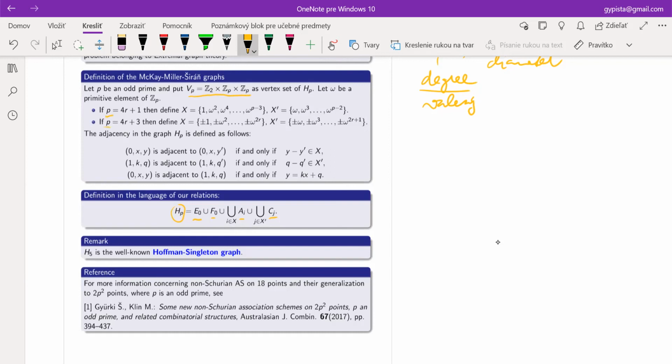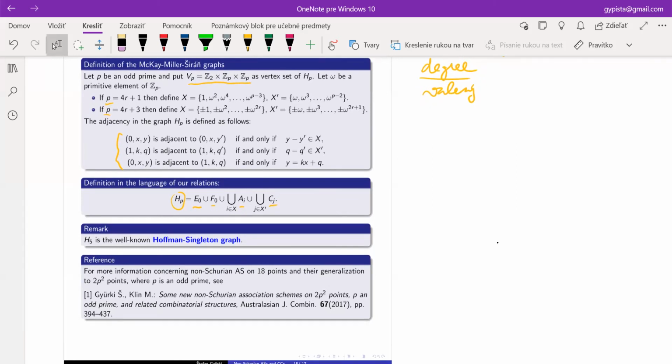And depending on p, whether it is congruent to 1 or congruent to 3 modulo 4, the adjacency between the vertices was defined like this. I am not going to read their definition, but it is, I think, quite clear. Now, for example, if you take p equals 5, then the resulting graph is the Hoffman-Singleton graph, which is again a strongly regular graph with parameters 50, 7, 0, and 1.